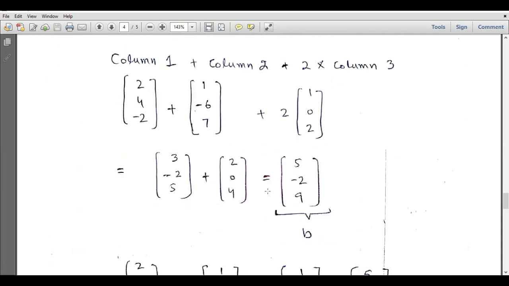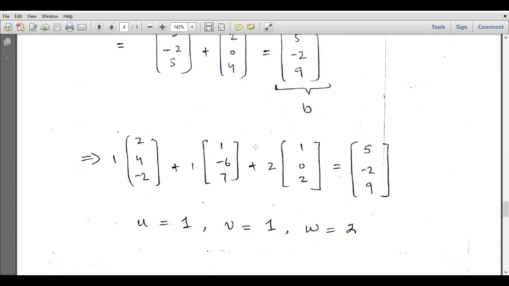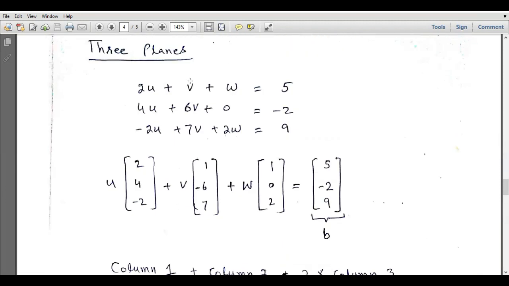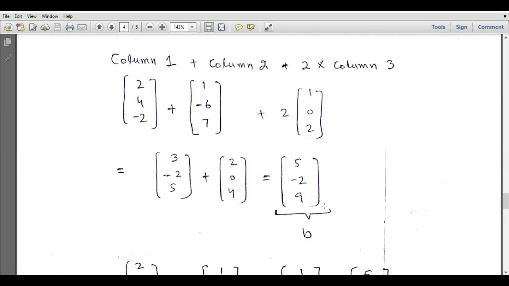So this is what we have observed by looking at the three columns, and this can be written as 1, 1, and 2. So it means the value of u is equal to 1, the value of v is equal to 1, and the value of w is equal to 2. So this method will give us the solution of these three equations without solving it either in the variable elimination method or by the matrix method.